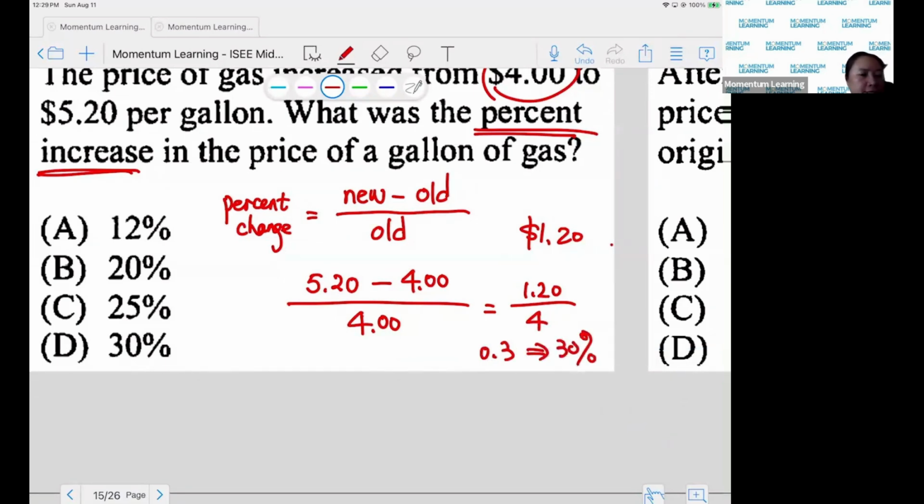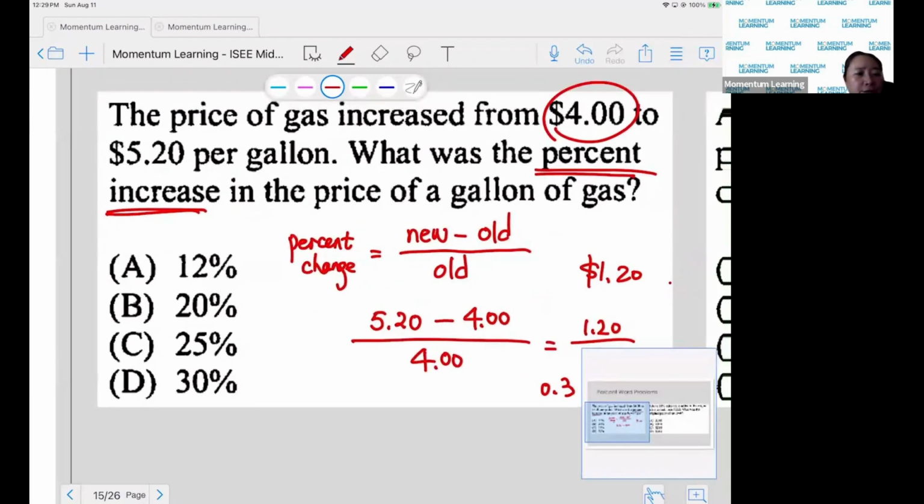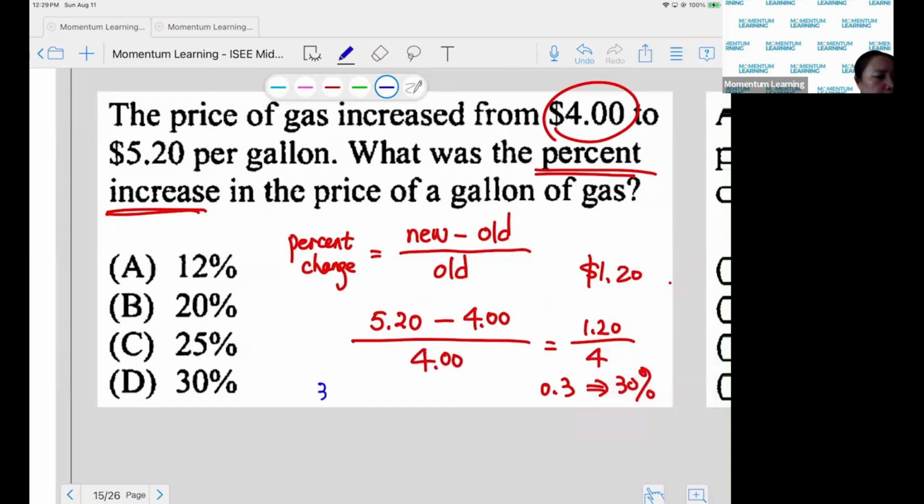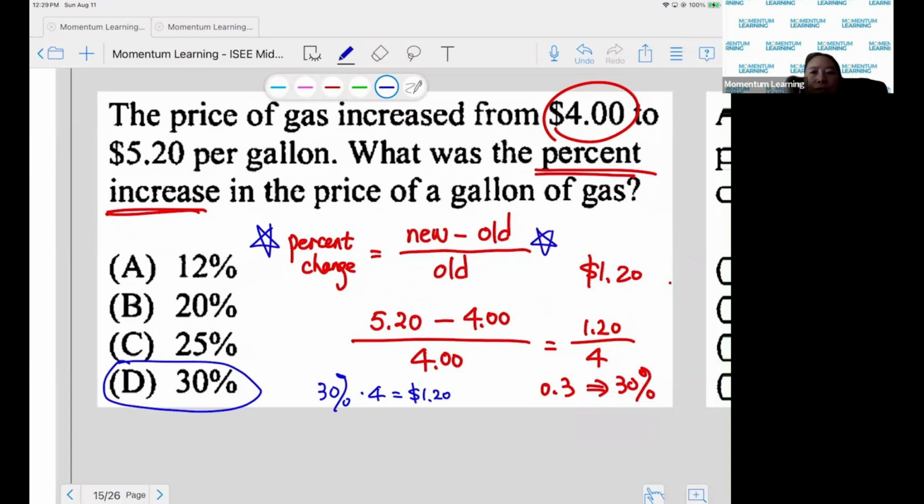That's 30%. And if you have time, you can double check: 30% of the $4 should be $1.20, and then you add that on, it should be $5.20. So the answer should be D. So remember the percentage change formula: new minus the old, and then we have to divide by the old.